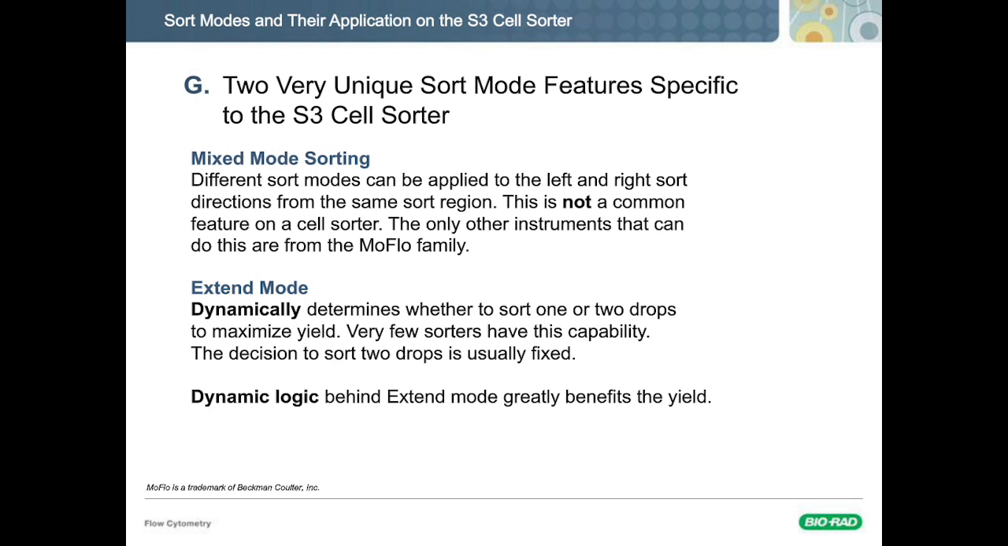The mixed mode sorting is another handy feature. There's times where you have a really precious sample and you want a high purity output, but you don't want to waste any of the cells that are coming through. So mixed mode allows you to do purify left and enrich right, or the other way. But really you can start with one region and say, I want my high purity stream one direction. Anything that would abort, put it in the other tube. And because you can set it up that way, you never waste any of your sample.